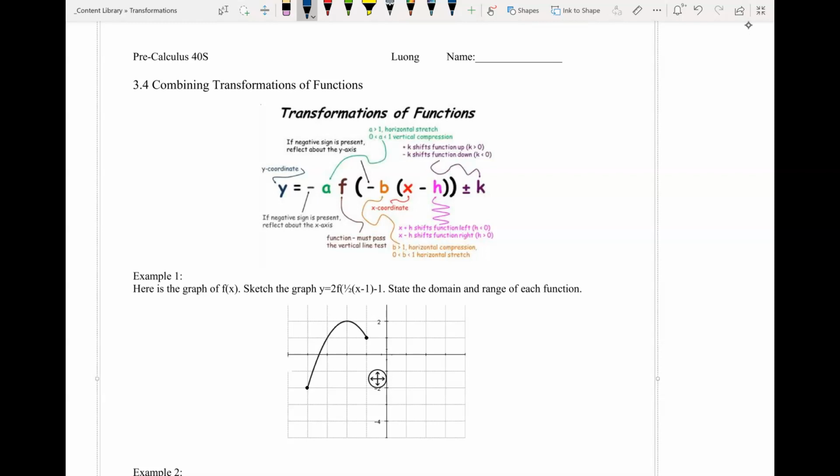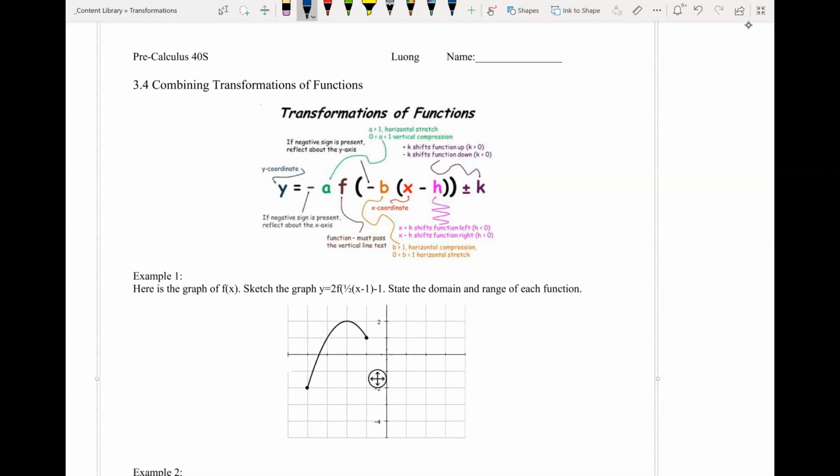So to summarize the different types of transformations that we have done, the A is your vertical stretch or compression. The negative sign in front of the A is the reflection about the x-axis. The B inside the bracket is your horizontal stretch or compression, and the negative in front of that B is the reflection about the y-axis.